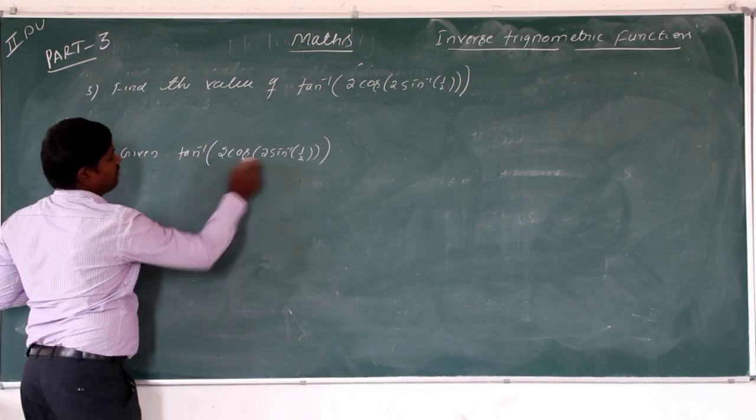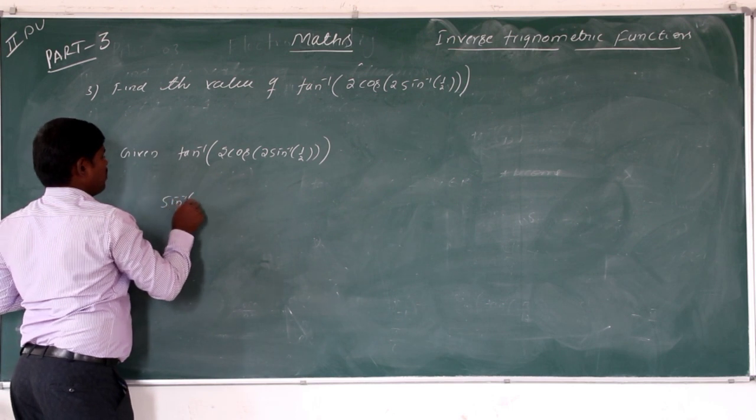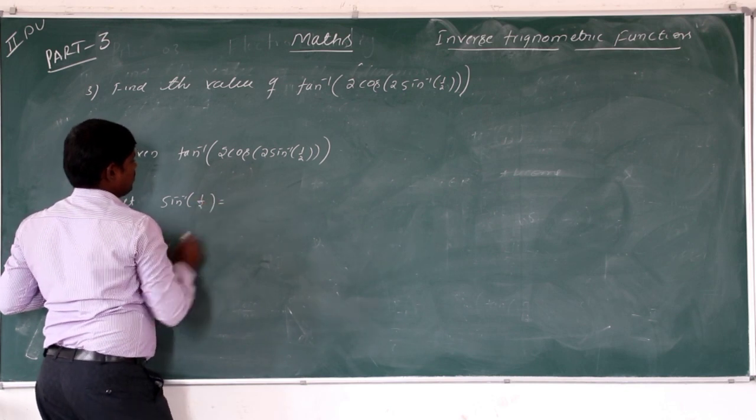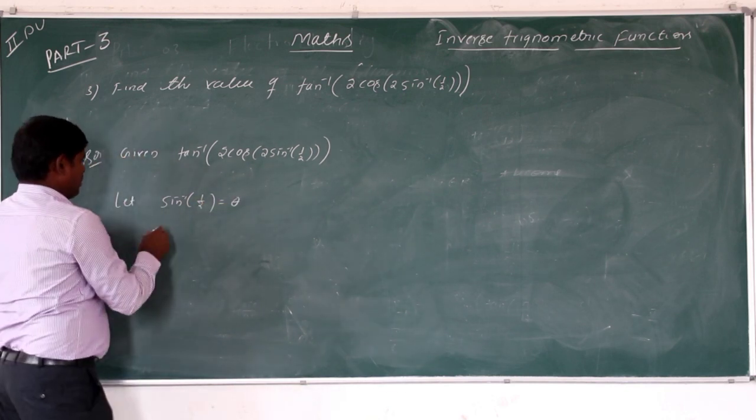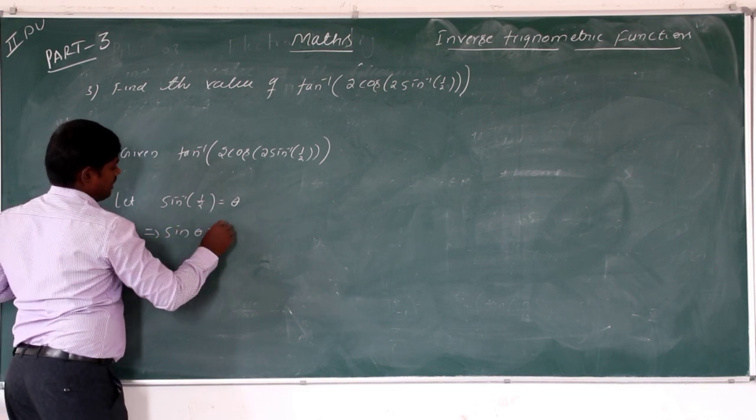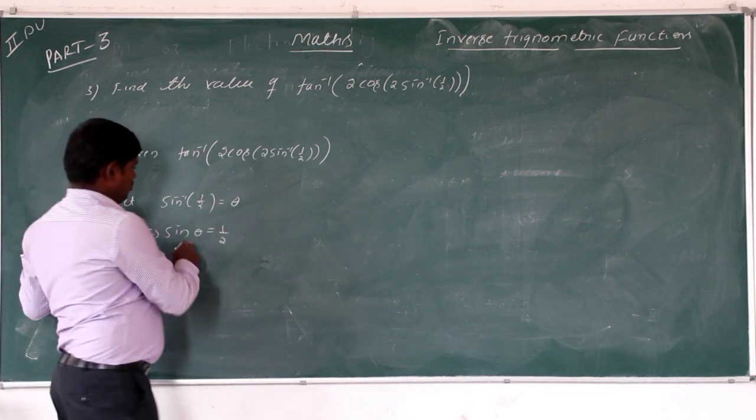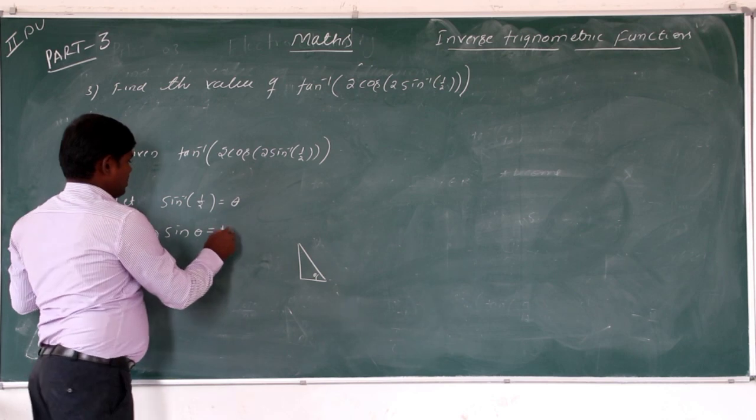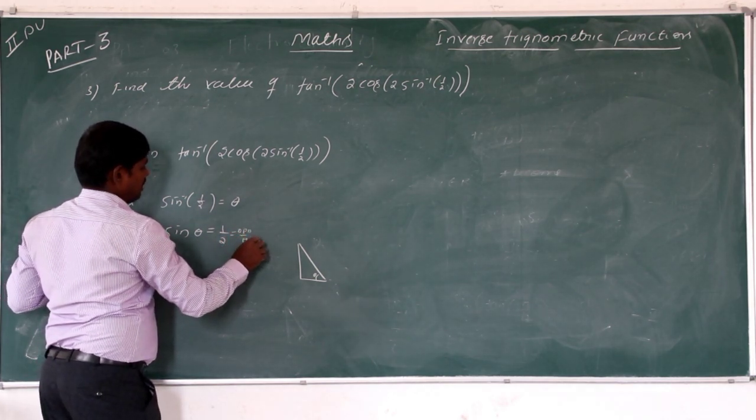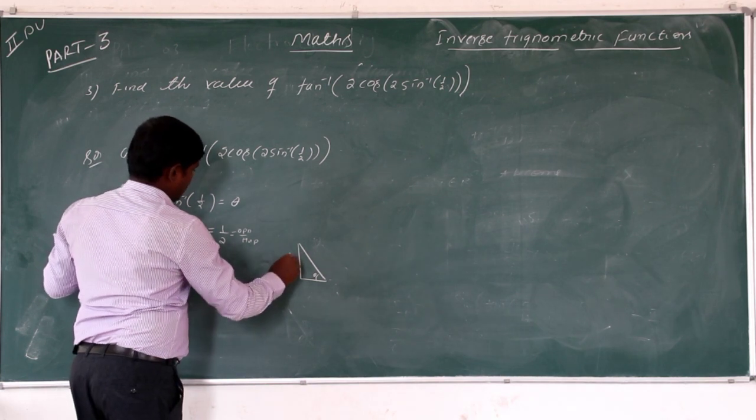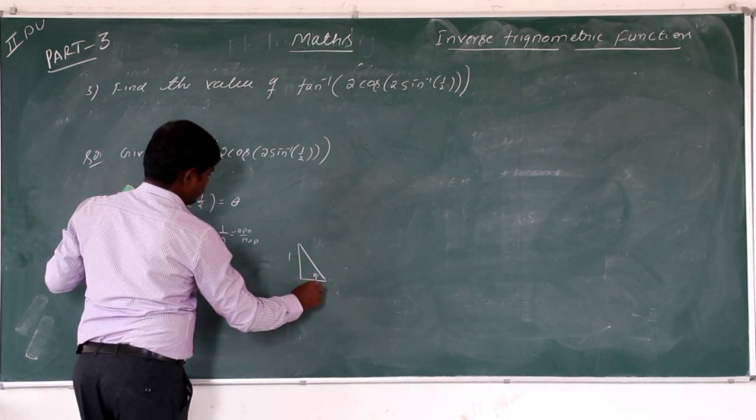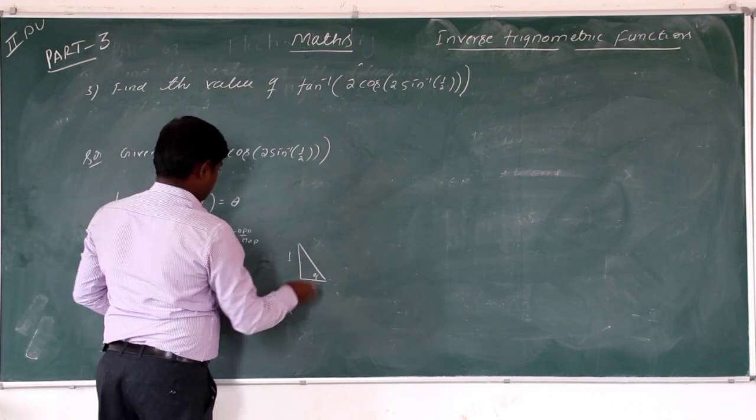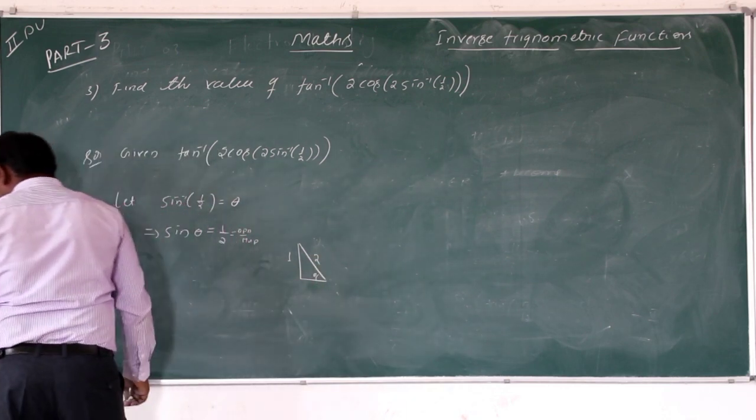First we need to find the value of sin inverse of 1 by 2. Let sin inverse of 1 by 2 be some value theta. Therefore sin theta is equal to 1 by 2. By the property, take a right angle triangle with this angle theta. Sin theta is opposite side by hypotenuse, so the opposite side is 1 and the hypotenuse is 2. Then we find the value of the adjacent side.